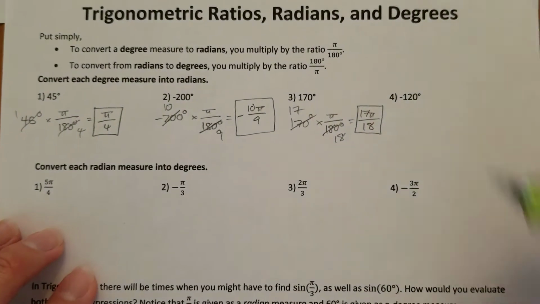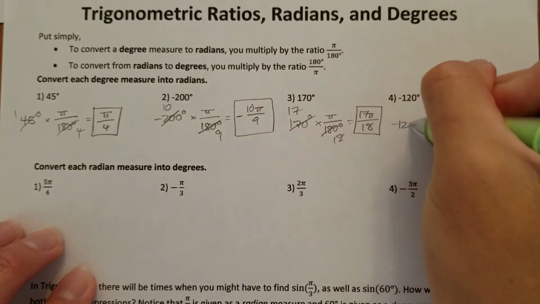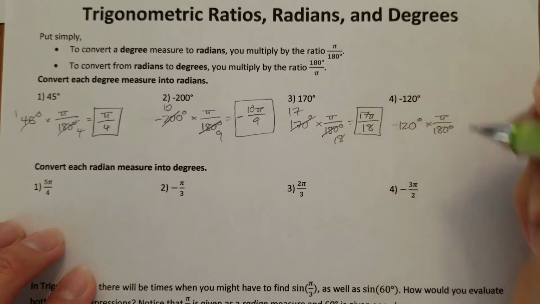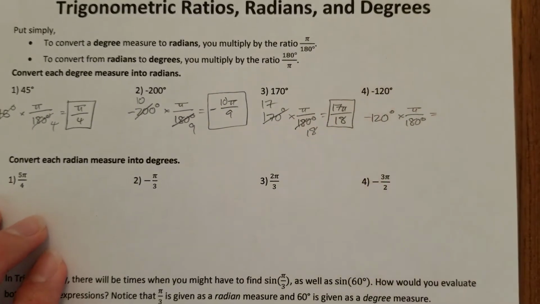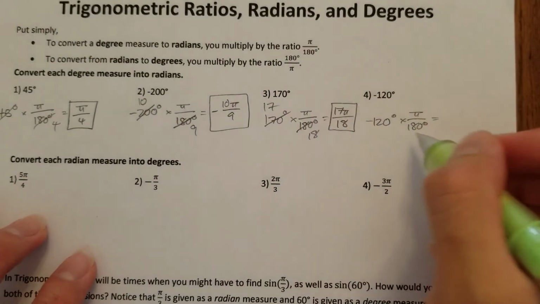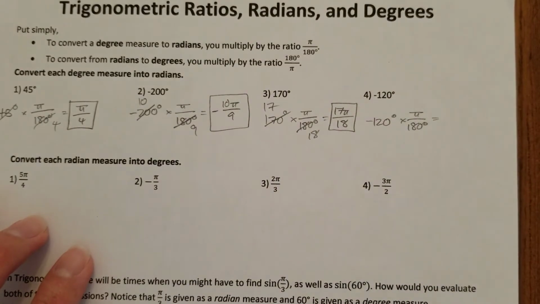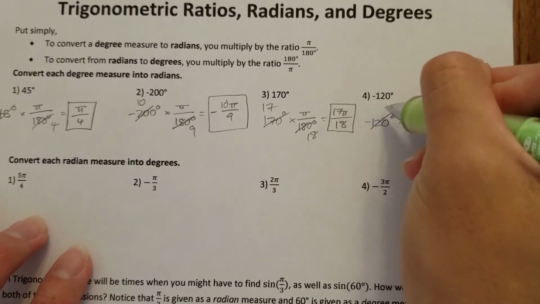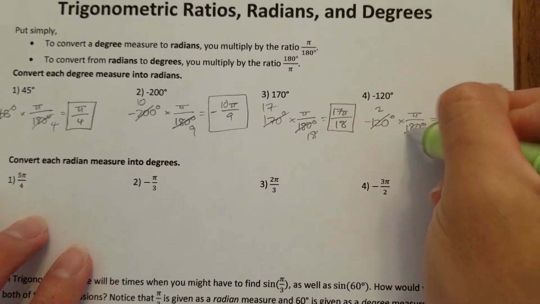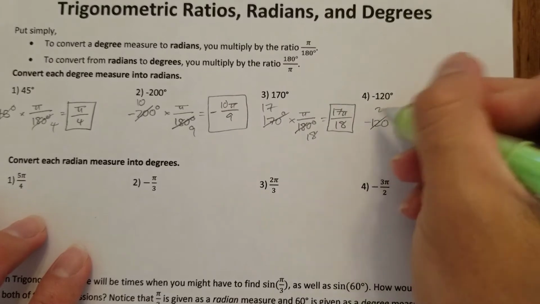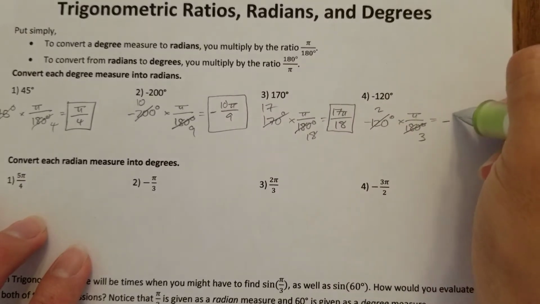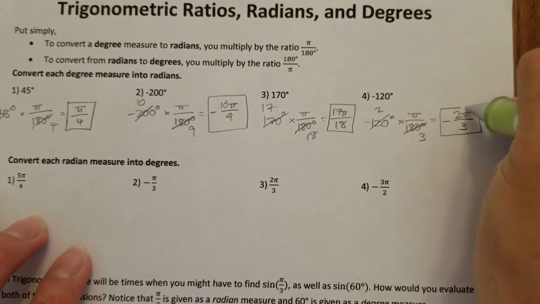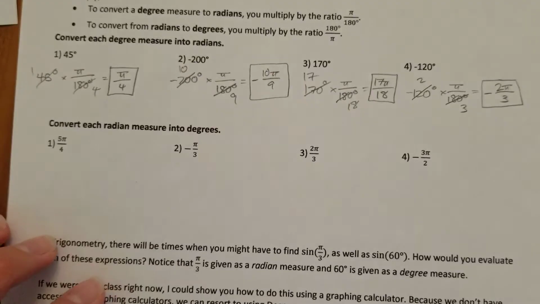Okay, this one, negative 120 degrees, multiplying that by pi over 180 degrees. Each of these numbers is divisible by 60. 120 divided by 60 is 2, and 180 divided by 60 is 3. So in order to convert this to radians, it's negative 2 pi over 3.